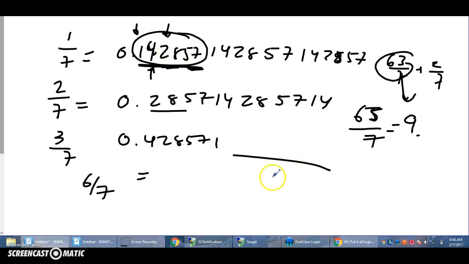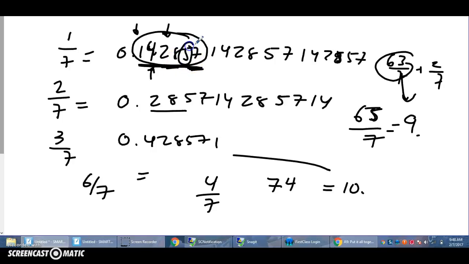Let's practice. Ready? Here's one for you. Let's try 74. So take a second. 74. It's going to be 10 point something. And what's left over? 4/7. So 4/7 is a little tricky. 4/7 we haven't done. What's the fourth biggest number?